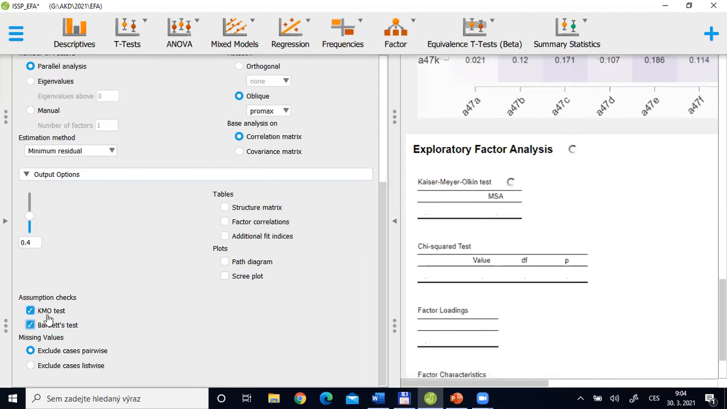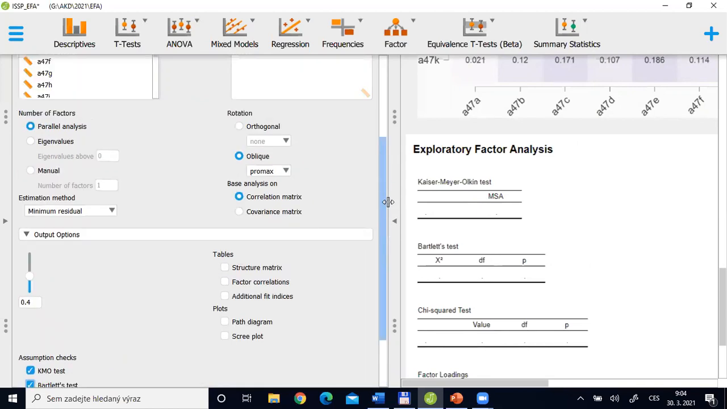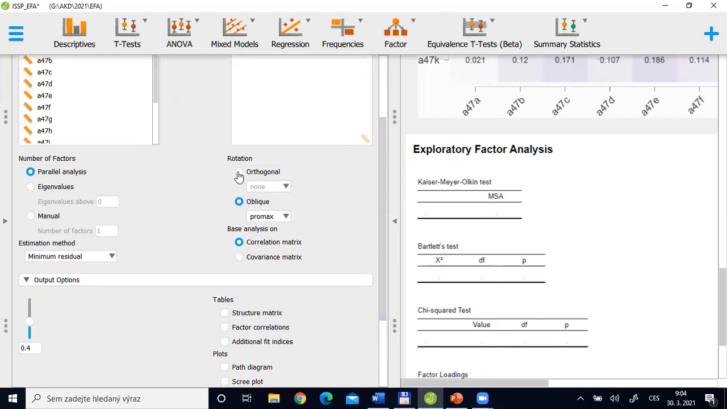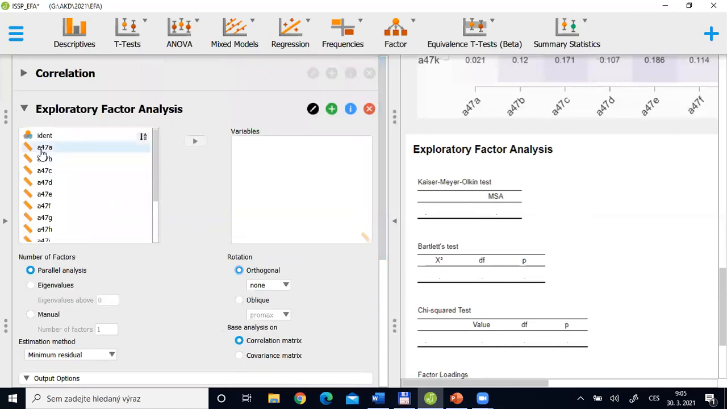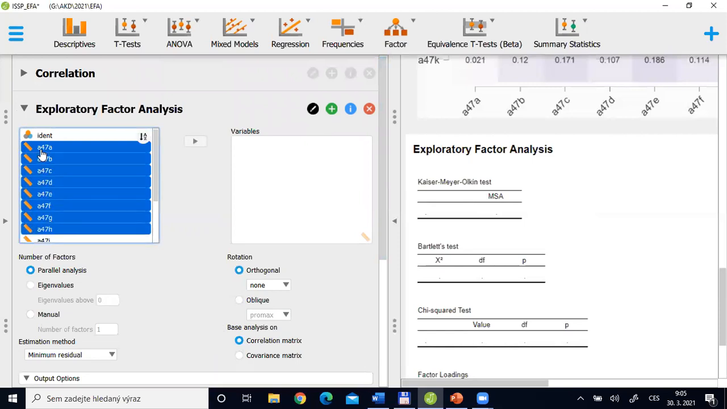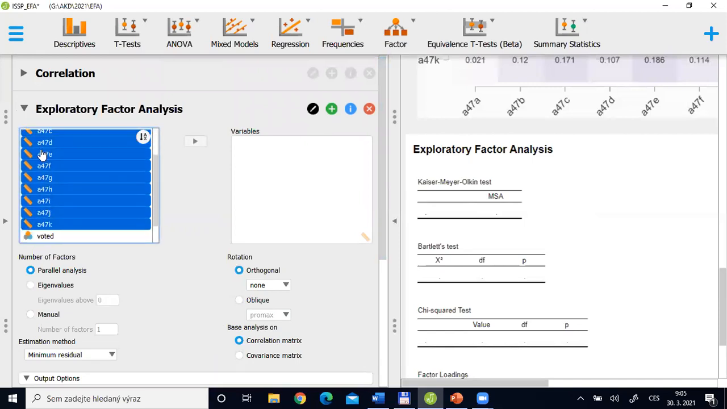Once again, KMO is not technically a test, but a criterion, but take it as it is. Next setting: please use rotation orthogonal and select none, so we won't perform any computation of rotations at the first step. It would only be time consuming, and I guess nothing more is necessary to define here. So I would only take variables A47A up to A47K and move them into variables.